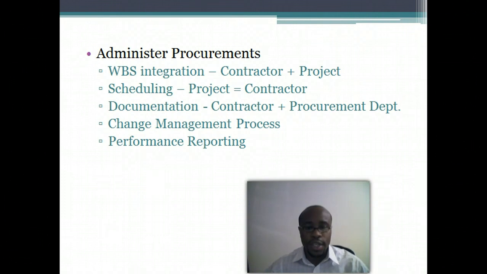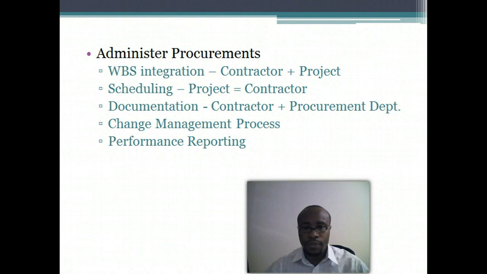Once the contracts are awarded, now comes the administrative part of it, ensuring that the work breakdown structure for both the contractor and the project team is integrated so there is no misunderstanding anywhere during execution. And also scheduling, making sure that the contractor scheduling is in tune with the project schedule, so there are no delays on delivery of resources or performance of work.